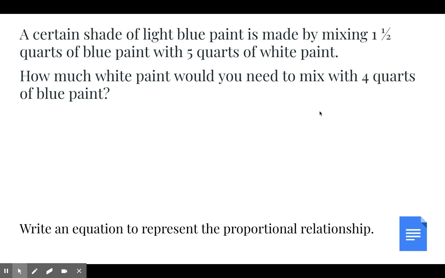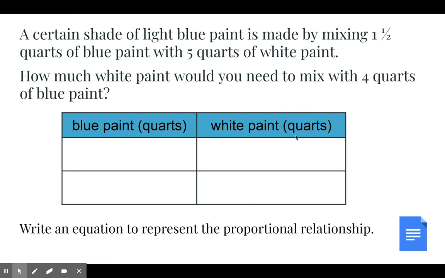Now, it says a certain shade of light blue paint is made by mixing 1 and 1/2 quarts of blue paint with 5 quarts of white paint. How much white paint would you need to mix with 4 quarts of blue paint? And then we want to write an equation to represent the proportional relationship. So obviously we're going to use this table of blue paint quarts to white paint quarts. So let's go ahead and take another 2 minutes, and I want you guys to complete this in your student companion.